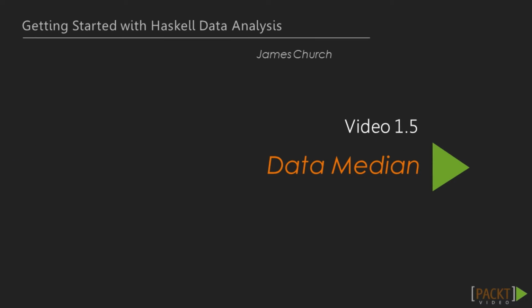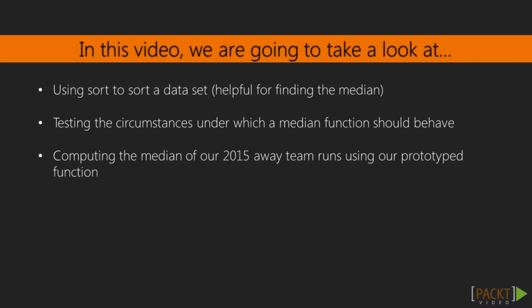The median of a data set is the true middle value of the values sorted. Now, if there isn't a single middle value, such as if there's an even number of elements in the list, we take the average of the two values closest to the sorted middle. In this video, we're going to discuss the algorithm for computing the median of a data set, and we're going to take the traditional approach of sorting the values first and then selecting the values we need in order to compute the median. We're going to be testing the circumstances under which the median function should behave, and then we're going to compute the median of our 2015 away team runs using our prototyped function.